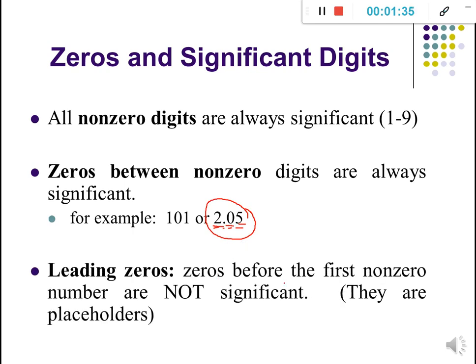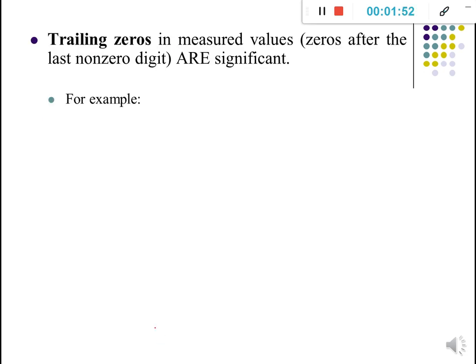Any leading zeros will not be significant. They're essentially placeholders giving you the scale of the number but not containing any information about the precision of the measurement. So for example, 0.006 would only have 1 significant digit. The leading zeros do not count.